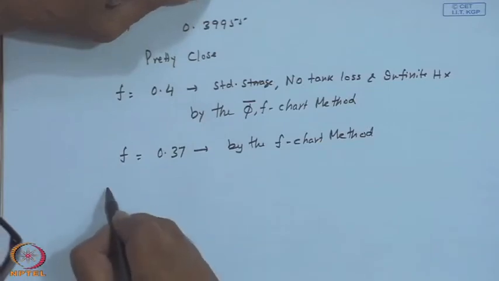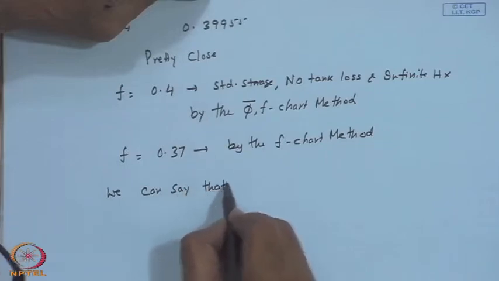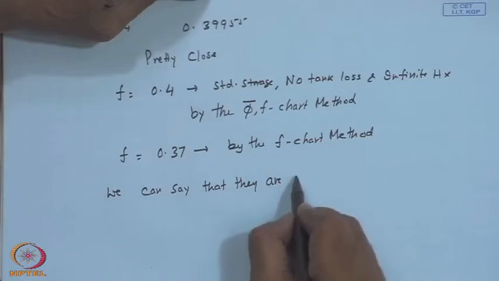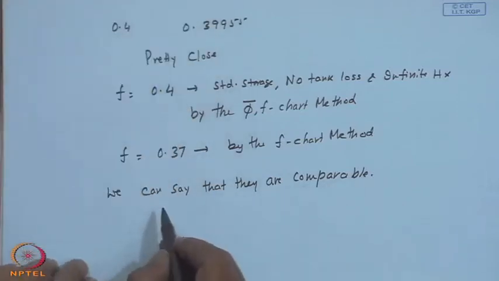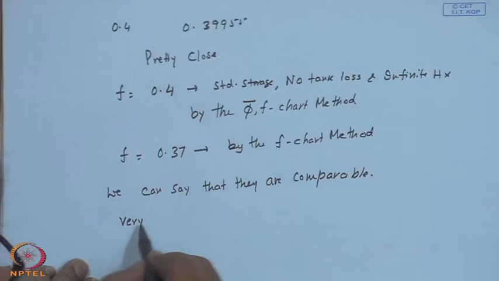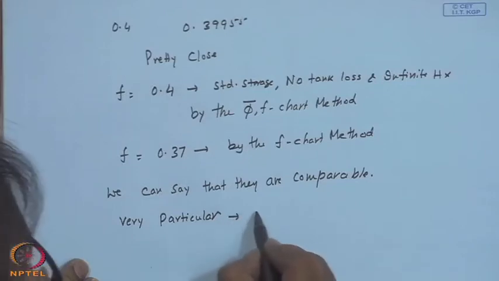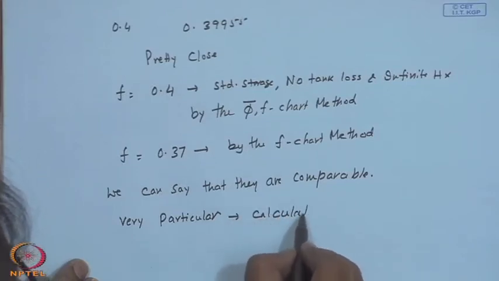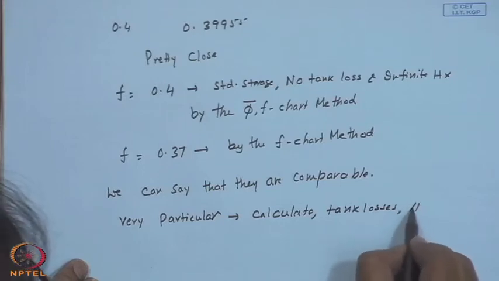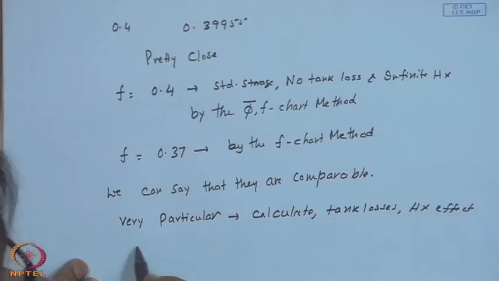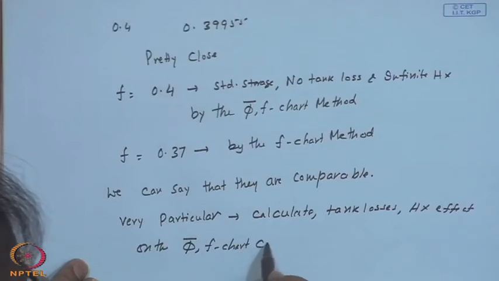Even these values we might say that they are comparable, and if we want to be very particular, we can calculate tank losses and Hx effect on the phi bar f chart calculation, right.